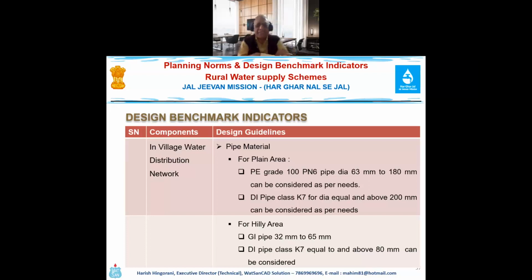And DI pipe class K7 or DI of about 200 can be considered as per site-specific needs. Not necessary. It is designed to suit the water and site condition. Again, for the hilly areas, GI pipe 32 to 65 can be considered. DI pipe class K7, 80 and above can be considered, because in a hilly terrain the pipe will be exposed to the surface. So due to environmental degradation and other things, metallic pipe has been suggested.